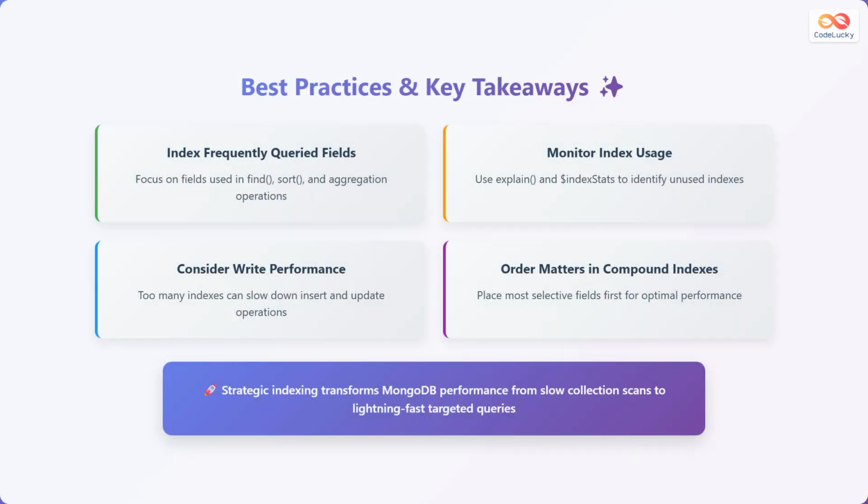Best practices and key takeaways. Index frequently queried fields. Focus on fields used in find, sort, and aggregation operations. Monitor index usage. Use explain and index stats to identify unused indexes. Consider write performance. Too many indexes can slow down insert and update operations. Order matters in compound indexes. Place most selective fields first for optimal performance.